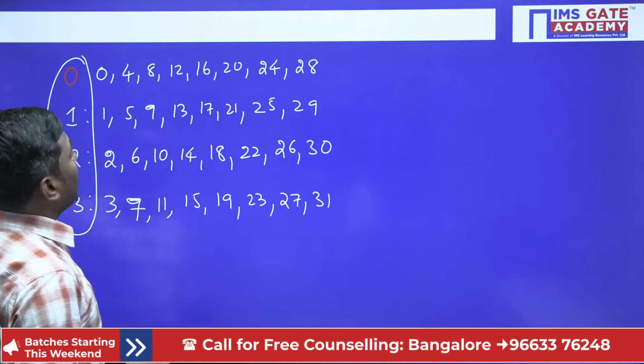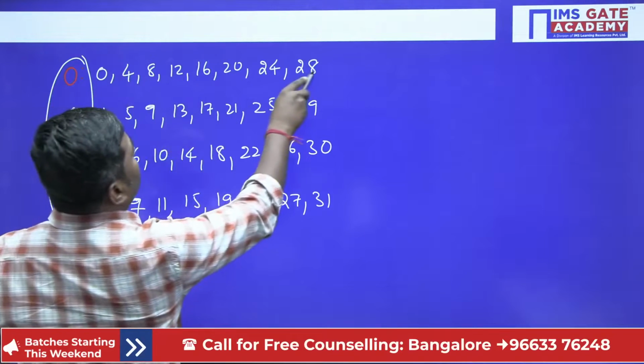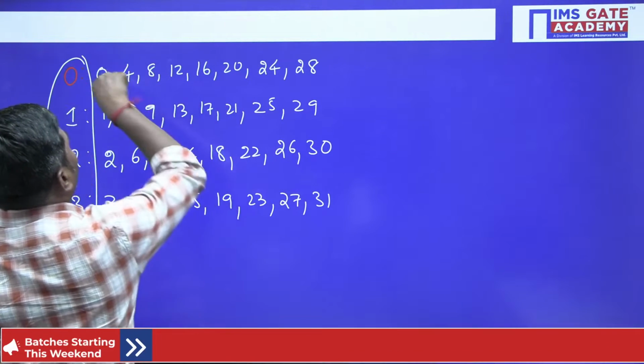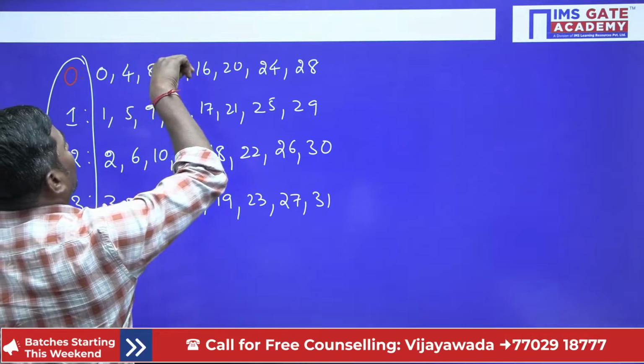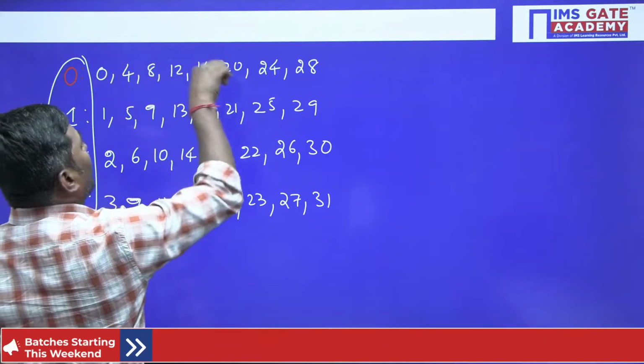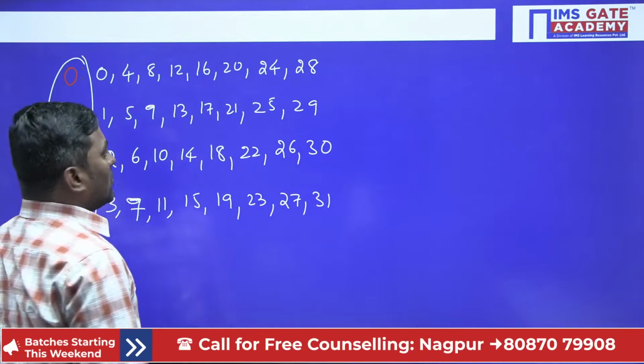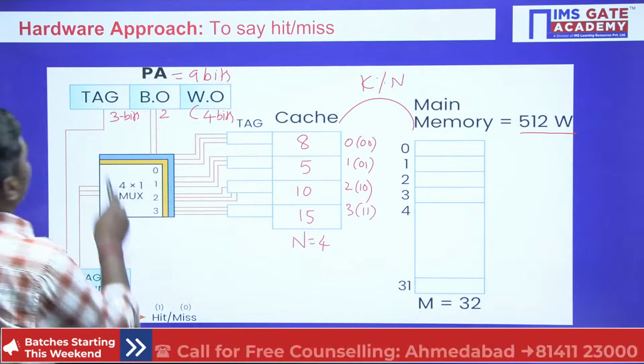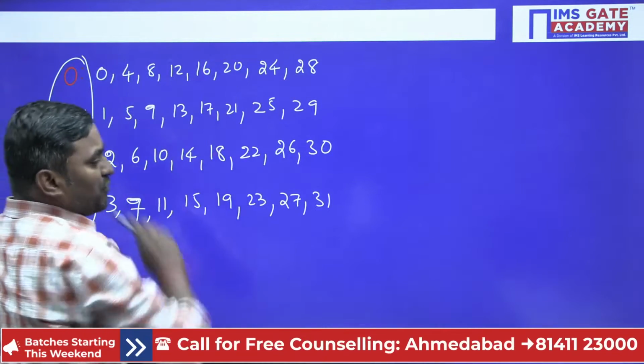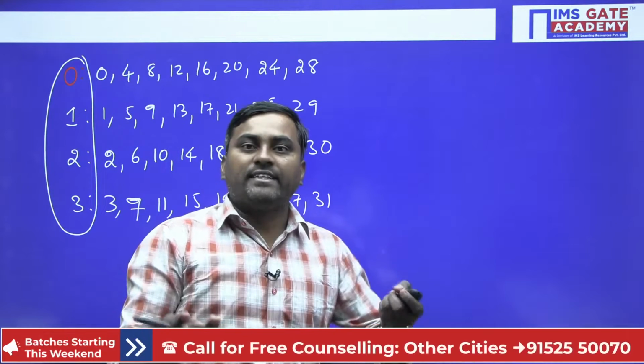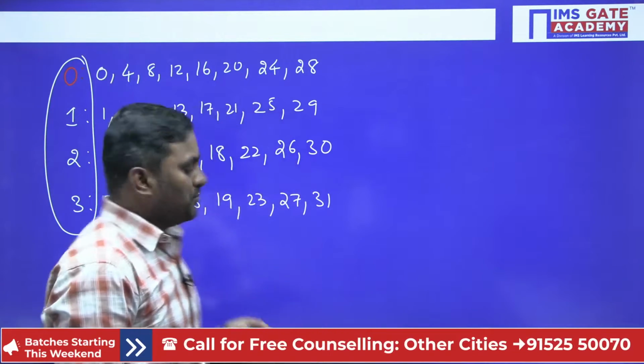How to update the tag bits? For each cache block, how many blocks are there? 8 blocks are there, at positions 0, 1, 2, 3, 4, 5, 6, 7, like this. You understand. So that is the reason we require 3 bits. Why? Because 8 blocks are referring, to maintain their addresses. So 3 bits required.